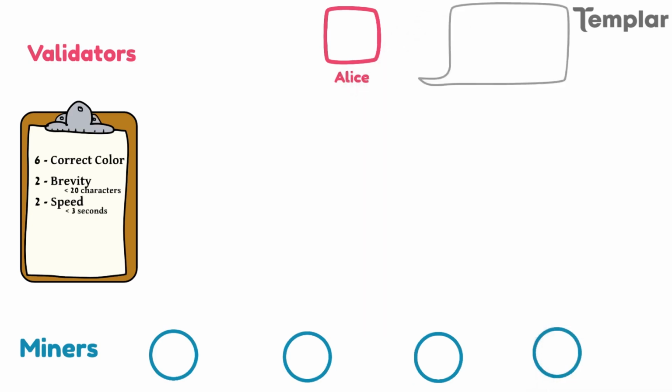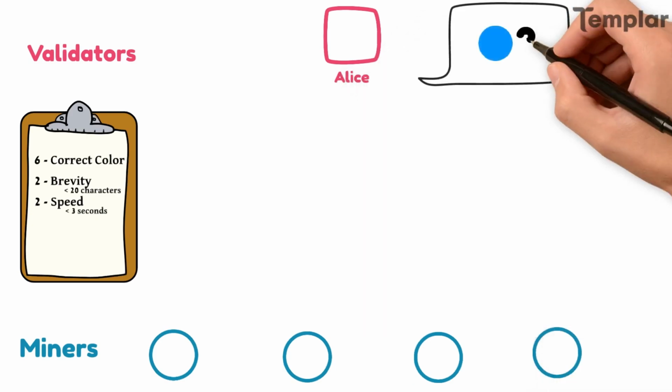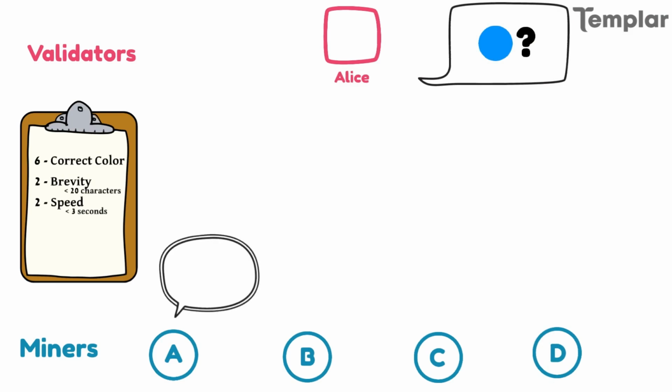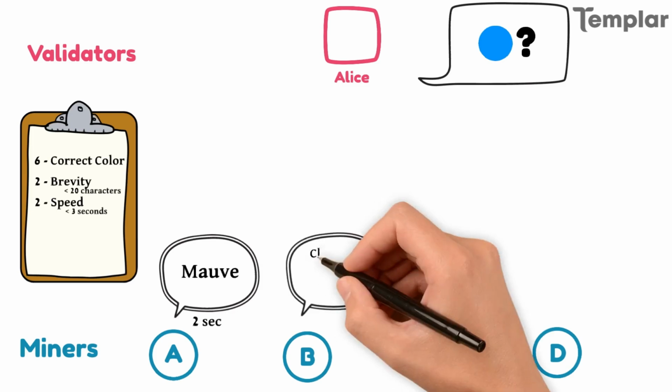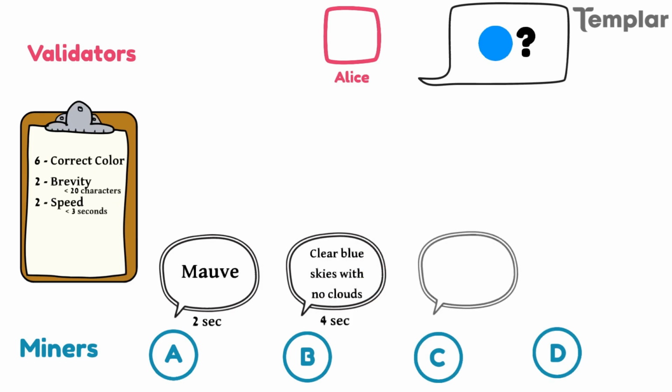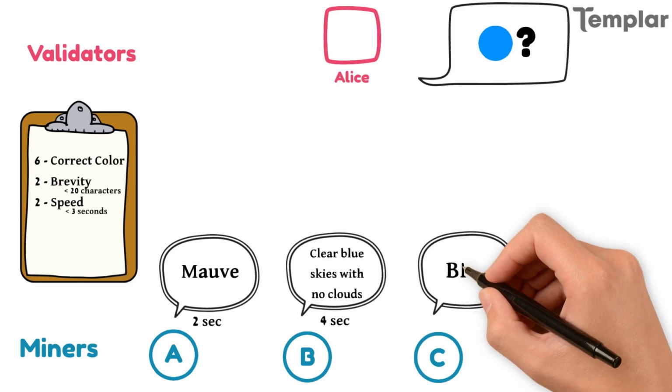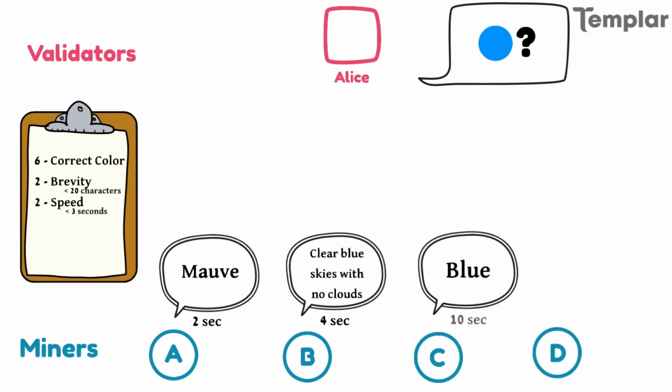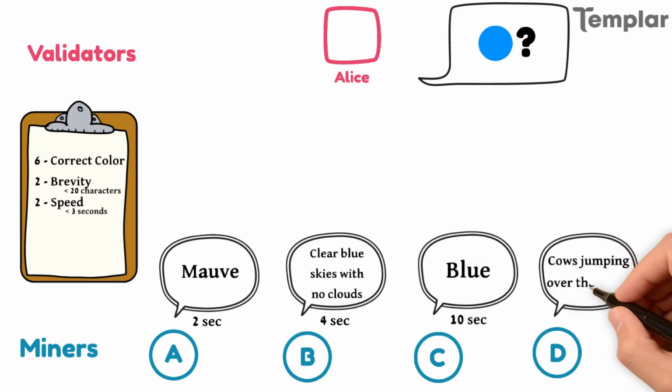A validator, we'll call her Alice, will ask all the miners to tell her what color this is. Miner A replies with mauve in 2 seconds. Miner B replies with clear blue skies with no clouds in 4 seconds. Miner C replies with blue in 10 seconds. Miner D replies with cows jumping over the moon in 10 seconds.